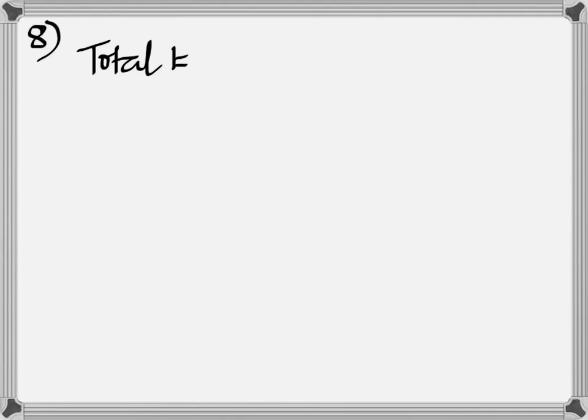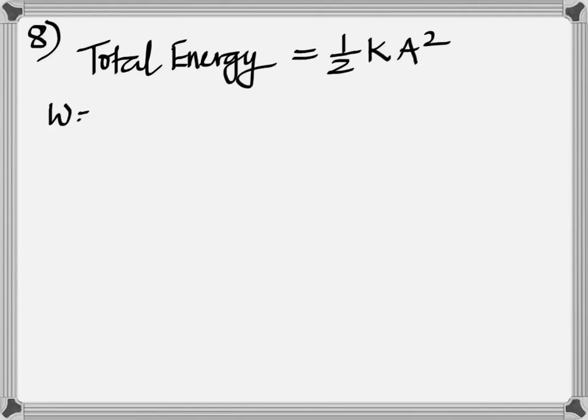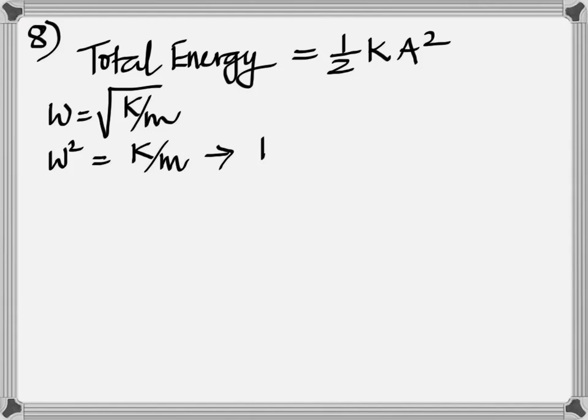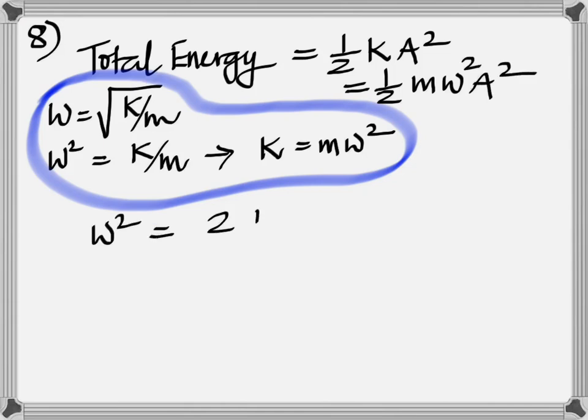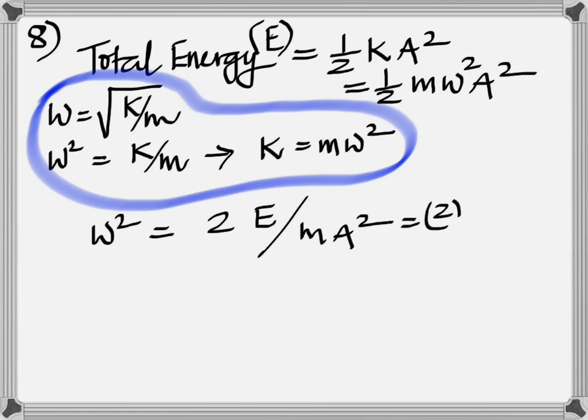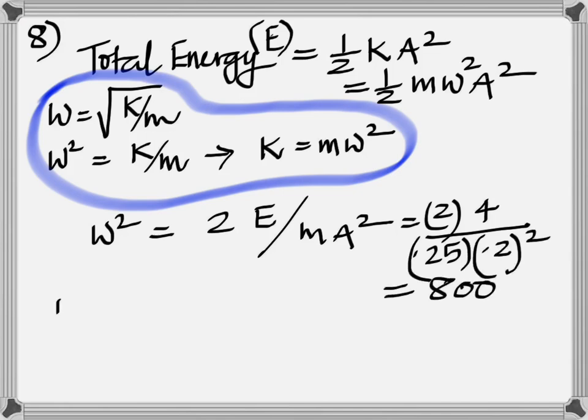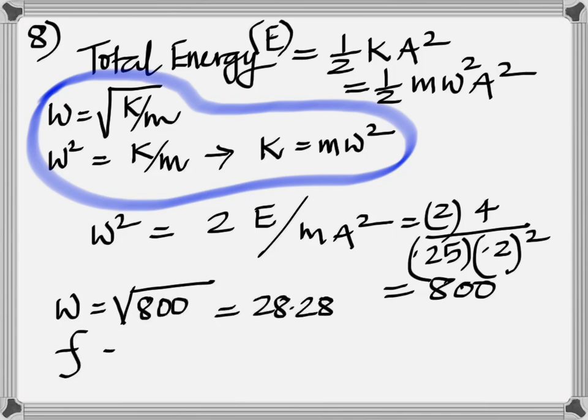8, the total energy of an oscillator is 1/2 K a squared. Omega is square root K by mass, so K is m omega squared. Plug that back into that in place of K. Make omega squared the subject. Find omega, and from there find the frequency, because frequency is omega by 2 pi.